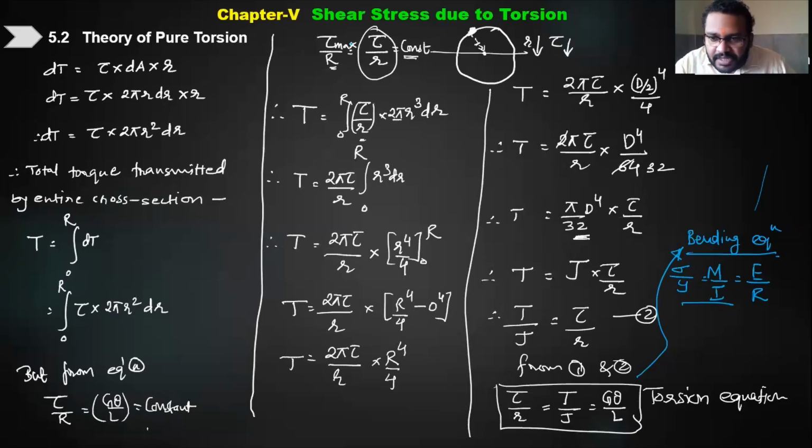So everybody has understood this torsion equation. Let me explain tau by r again. What is tau? Shear stress. If I want the shear stress at the maximum layer, what R will I take? The maximum radius. If I want the shear stress at a middle layer, I will take the value of that distance from the center. We used to do the same thing here.